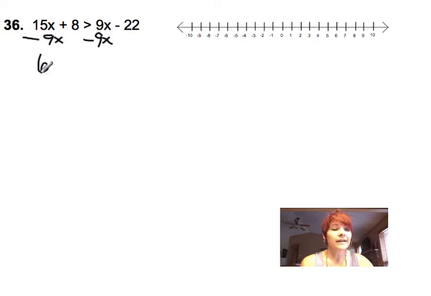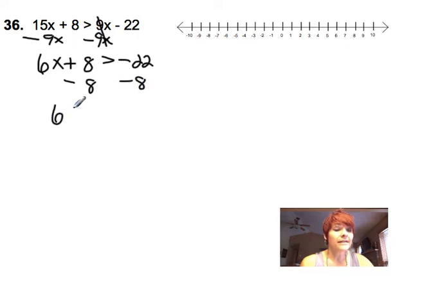15 minus 9 is 6, so I'd have 6x plus 8 is greater than, these cancel, so I'd have negative 22. Now we're going to subtract 8 from both sides. So we've got 6x, these are gone, is greater than negative 30.